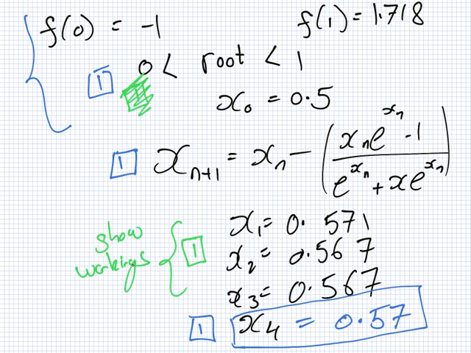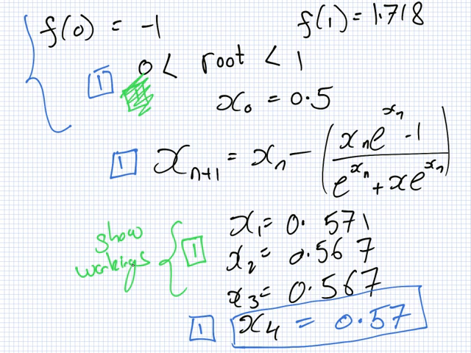I have a question. Yeah. If I don't choose 0.5, like if I choose 0.4 or 0.5? Well, in the exam, they would tell you where to start. Oh, okay. And they would actually say, show that there's a root.